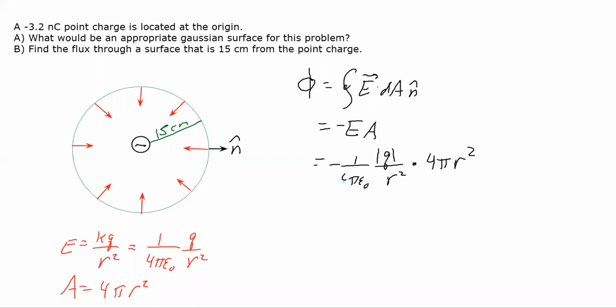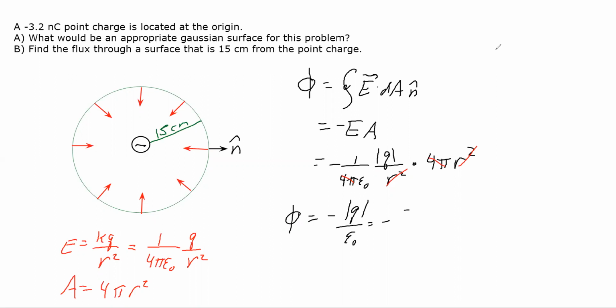Let me write this a little bit neater over here. Okay, 4 pi. So the 4 pi's cancel here, and also the r squareds cancel. So what does that leave me for my flux? So my flux equals negative absolute value of Q over epsilon 0. Really interesting. And of course we could plug in our numbers, right?